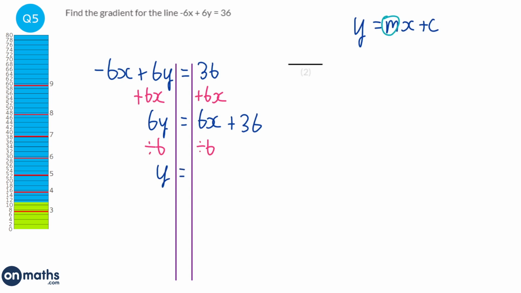So we've got y equals 1x plus 36. Now we shouldn't really write 1, but because we're looking for m, we're looking for the number before x, I've left it in there to show that the gradient will be 1.